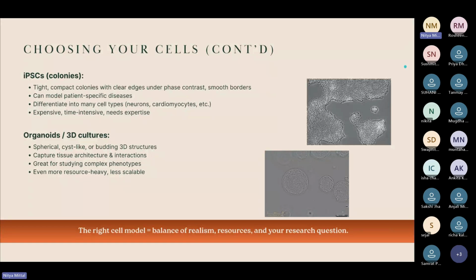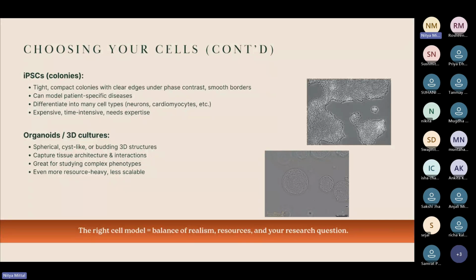But if you wanted to, say you had the resources and you want to get even closer to understanding some sort of disease morphology, you could go down the organoid or the 3D culture route. Organoids are spherical, like in the image that you see down here. They are sort of cyst-like, budding. If you culture them enough, you'd see they're almost like yeast budding structures, but they eventually become all spherical.